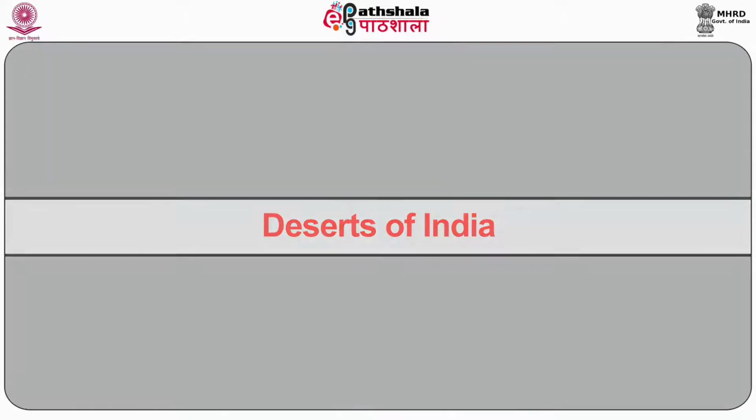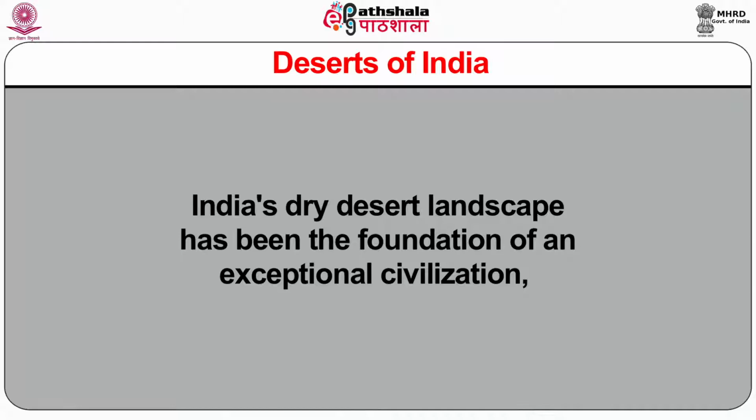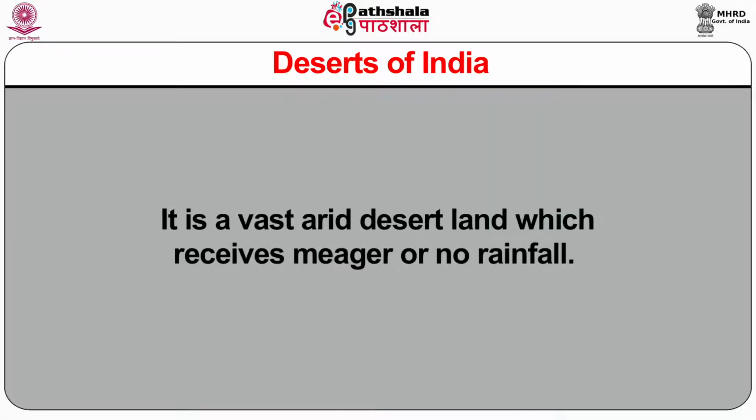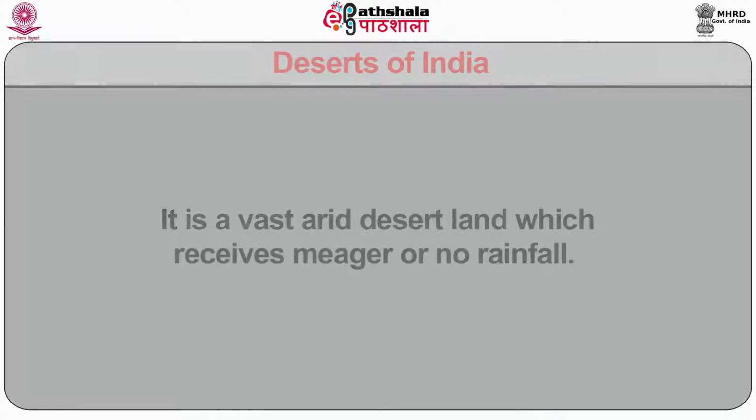Deserts of India. India's dry desert landscape has been the foundation of an exceptional civilization, though now it is a region with extreme climatic conditions and not an easy landscape to live in. It is a vast arid desert land which receives meager or no rainfall. The vegetation is mostly scrub type with limited wildlife populations.